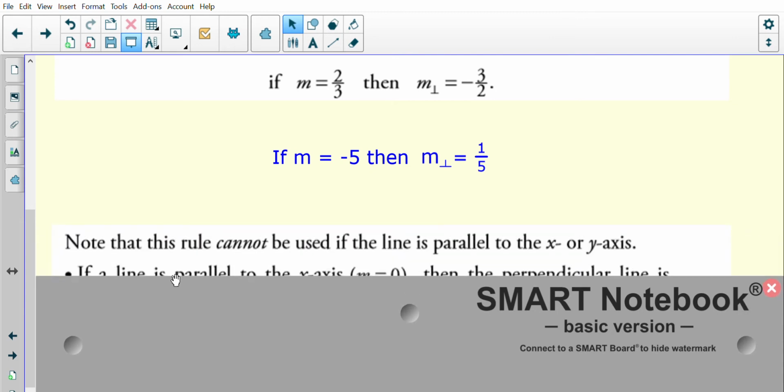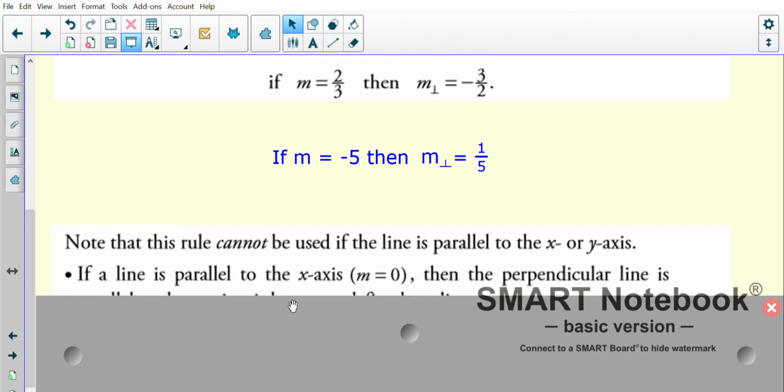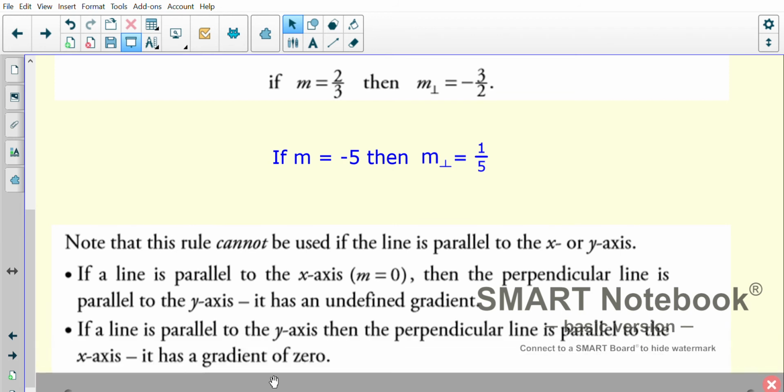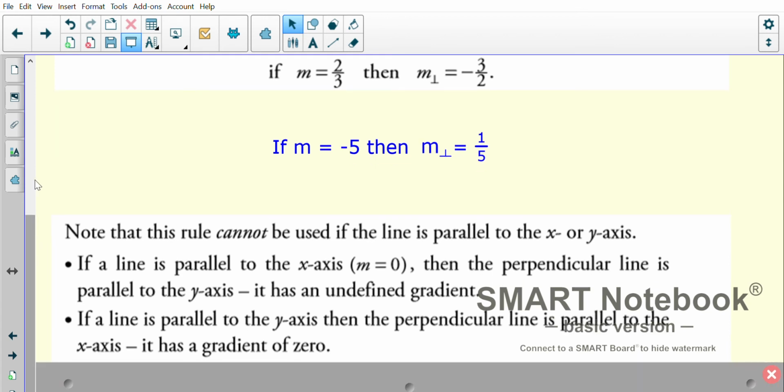Okay. Now, a wee bit to remember, or remind yourself: this rule cannot be used if a line is parallel to the x or the y axis. We'll look at that in a wee bit more detail. If a line is parallel to the x axis, that means it's horizontal and the gradient is 0. Then the perpendicular line is in fact the y axis, which goes straight up and down, the vertical line. So just worth bearing in mind, sometimes it does crop up.